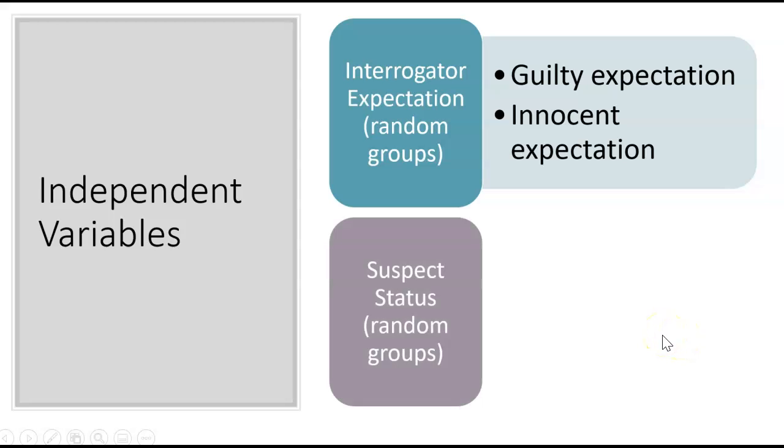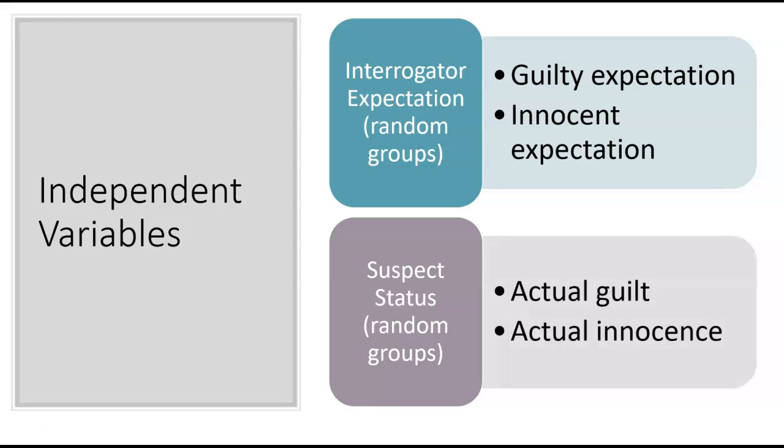A second independent variable is the actual status of the suspect. And again, you have random assignments here. You have people assigned to the actually guilty condition and people assigned to the actually innocent condition. Now, again, remember, these are not real people in the criminal justice system. These are research participants who are coming into a laboratory and they're assigned roles, and are treated differently based on the roles they're assigned to.